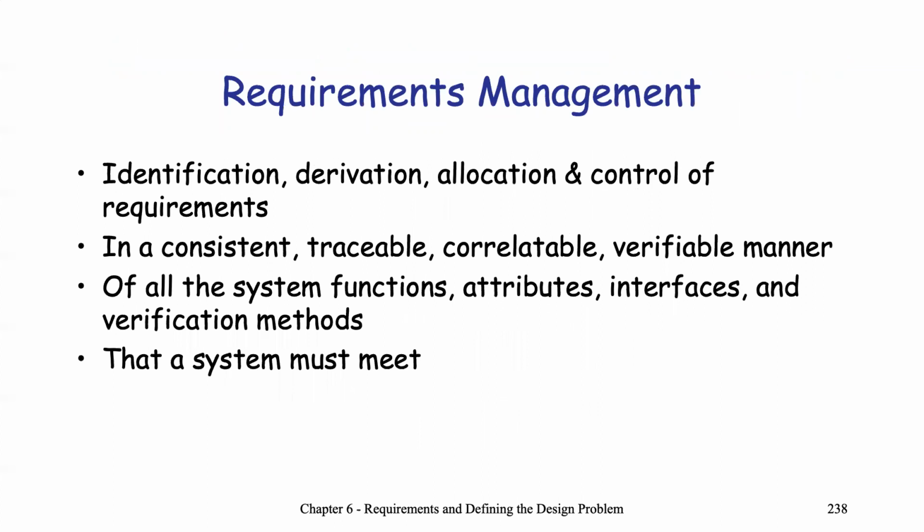For requirements management, you want to have a way to have the identification, derivation, allocation, and control of the requirements. You want it to be in a consistent, traceable, correlatable, verifiable manner, and include all the system function attributes, interfaces, and verification methods. And you want to make sure that it all includes the things that the system must meet.